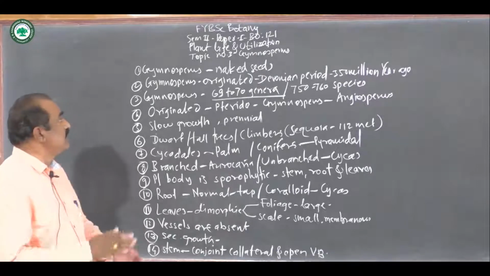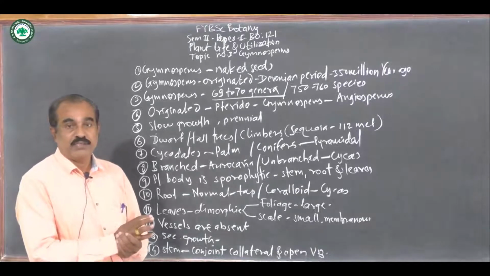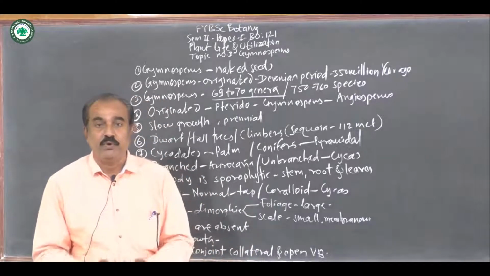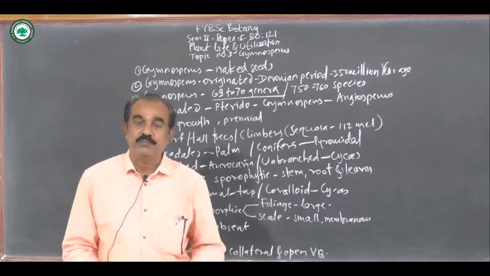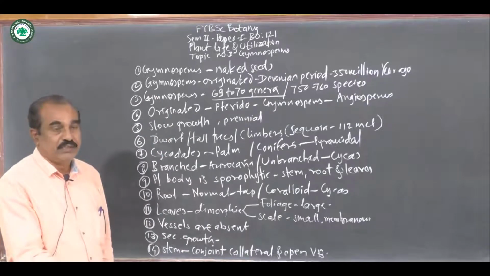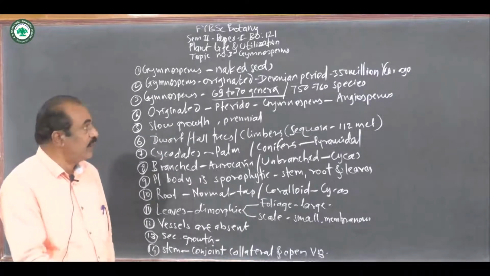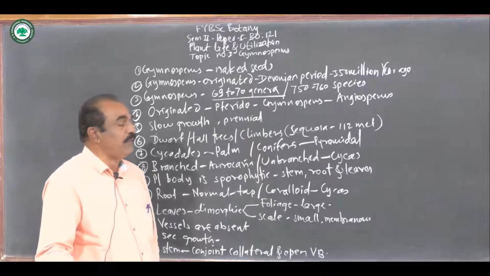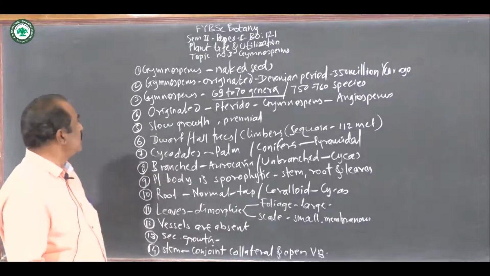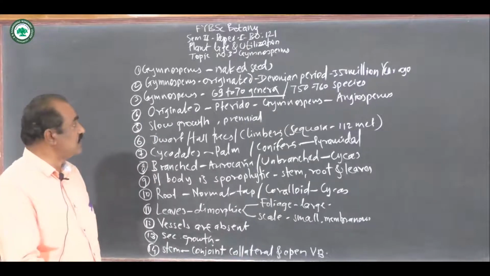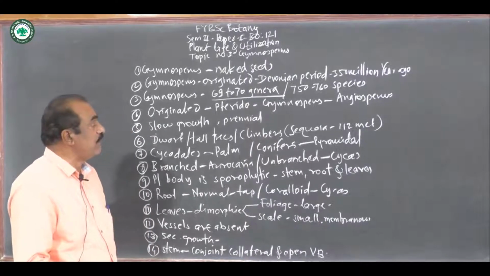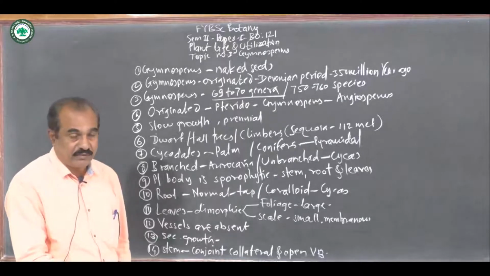So first character, gymnosperms have naked seed. For example, in angiosperm, seeds are enclosed in the ovary or in the fruit. But here in gymnosperm, seeds are naked. Second character, gymnosperms originated in the Devonian period, that is nearly 350 million years ago. Next character, gymnosperms have about 69 to 70 genera and about 750 to 760 species.